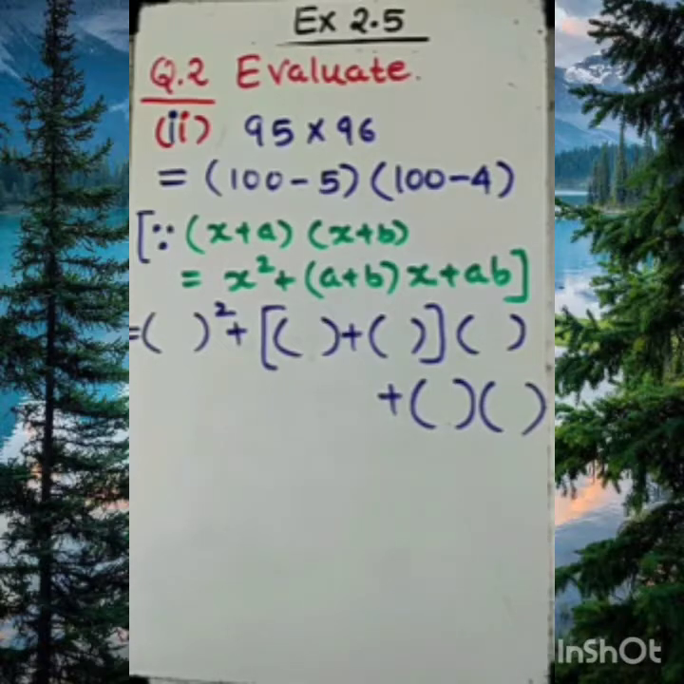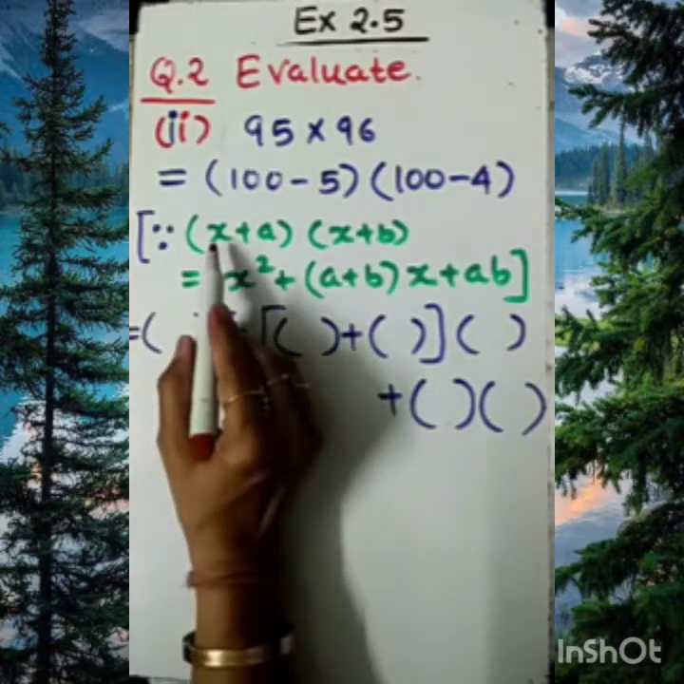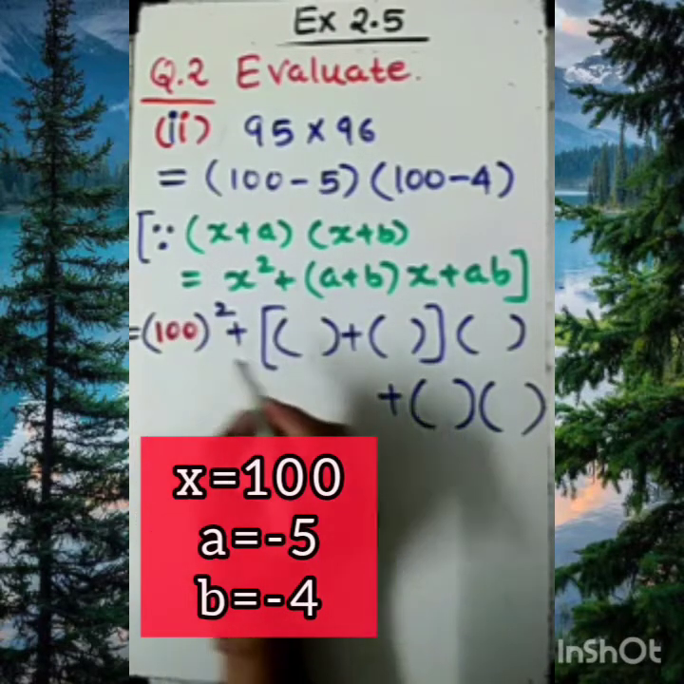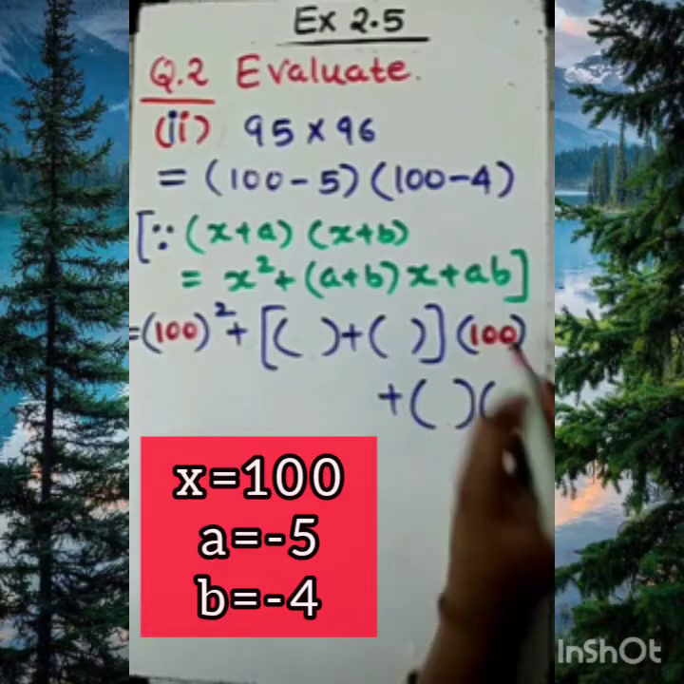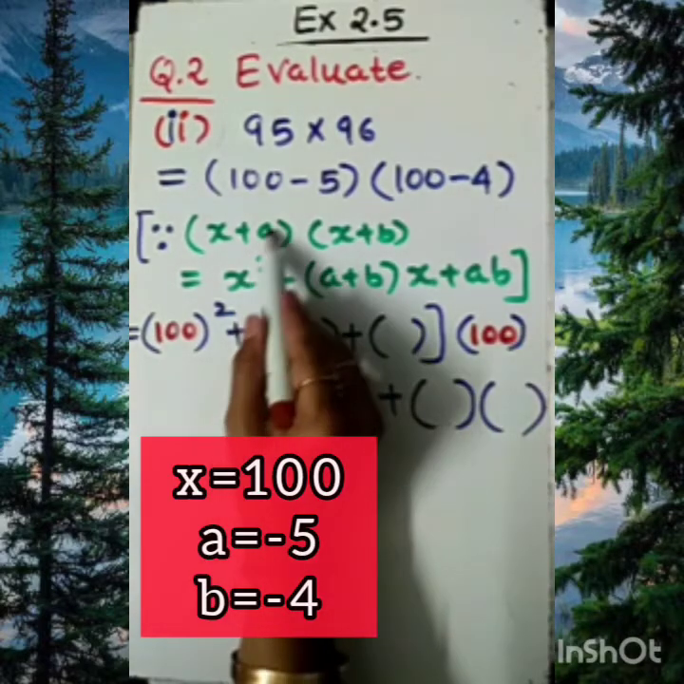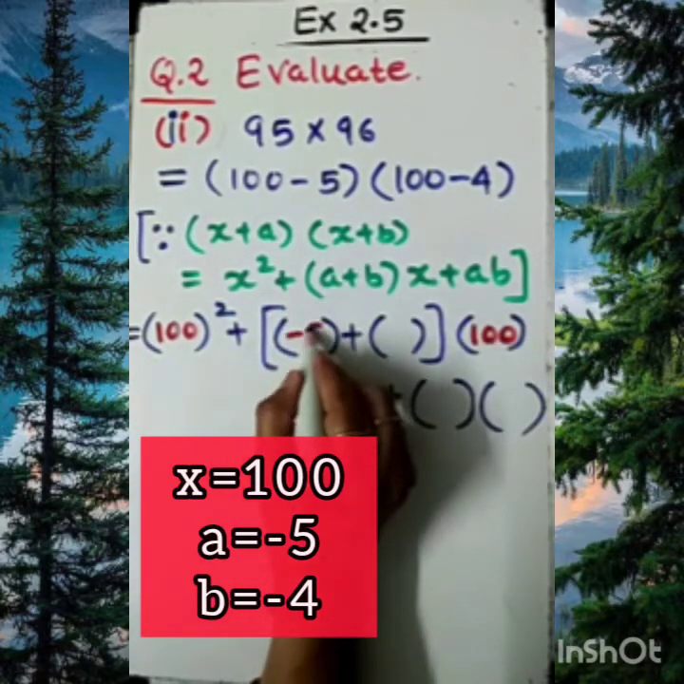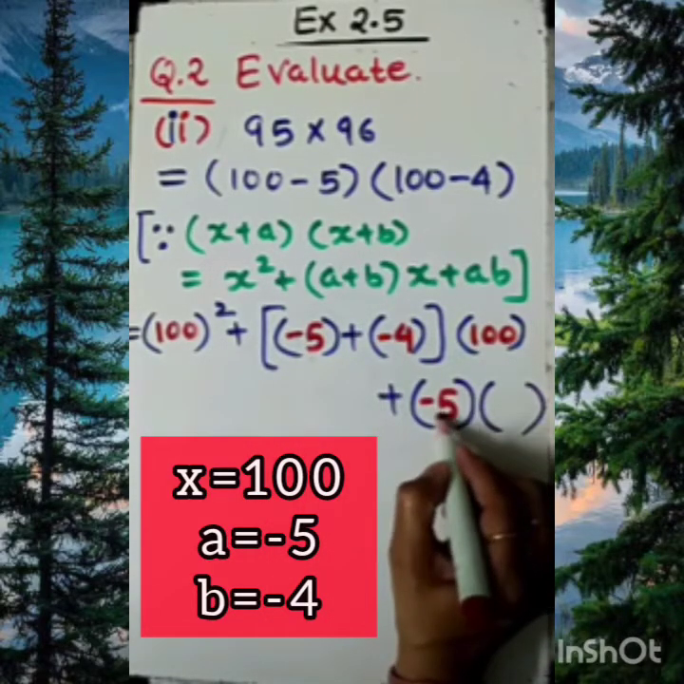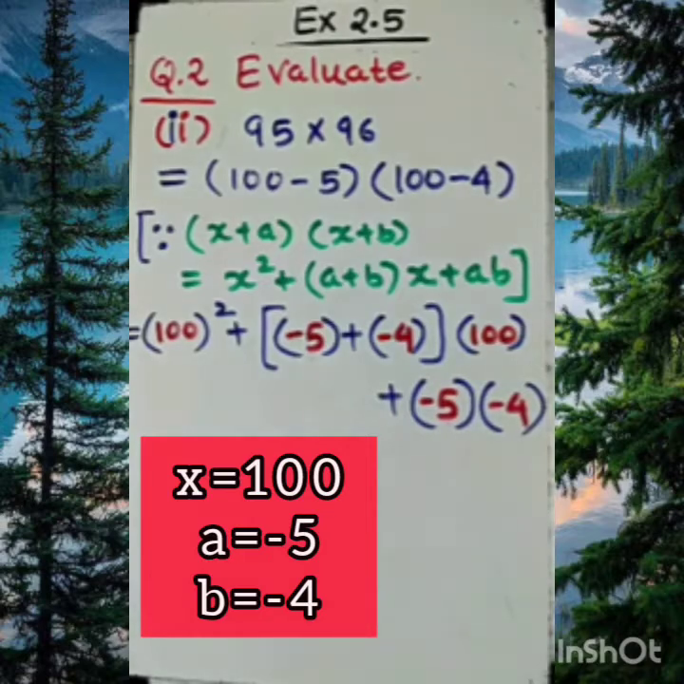According to this x, it is the first term. And what is the first term? If I compare with this, then it will be 100. So I am writing 100 here and 100 here. What is a? A will be minus 5. What is b? Minus 4. Here again a is minus 5 and this is minus 4, right?